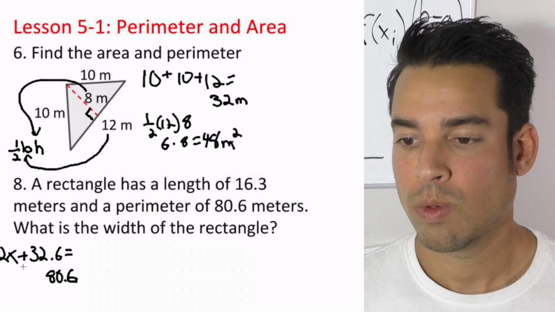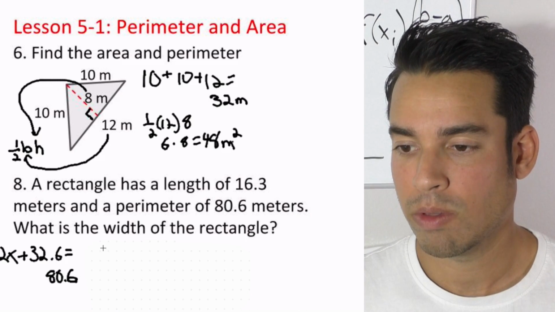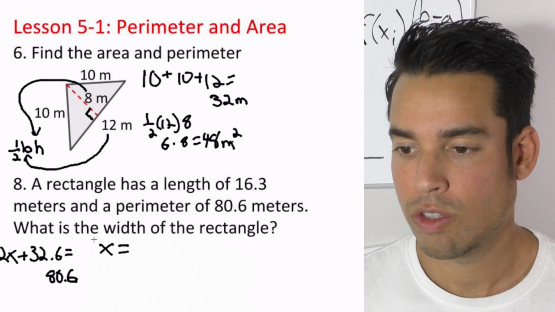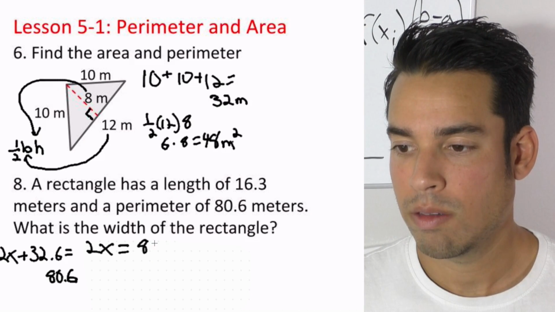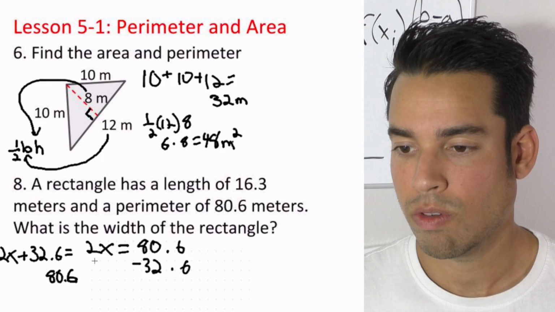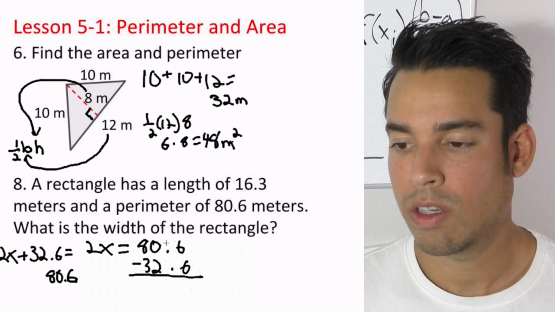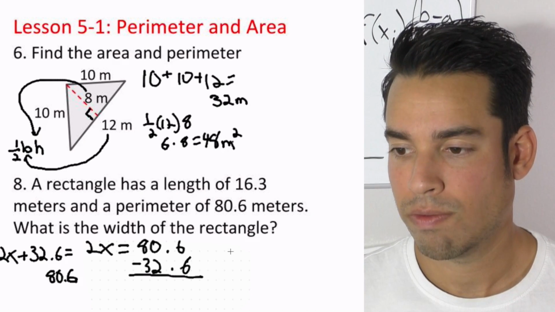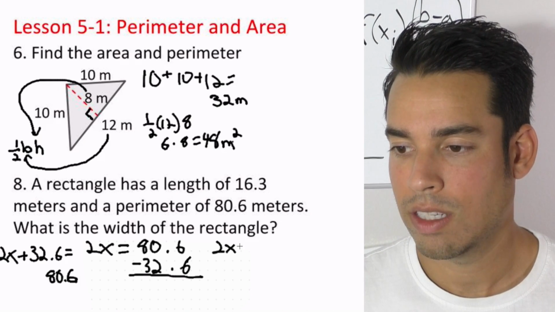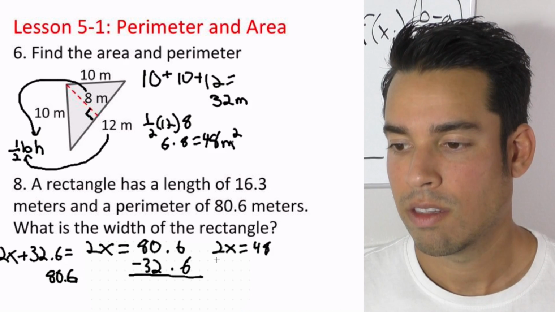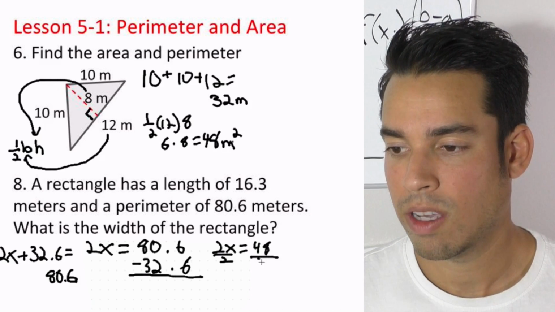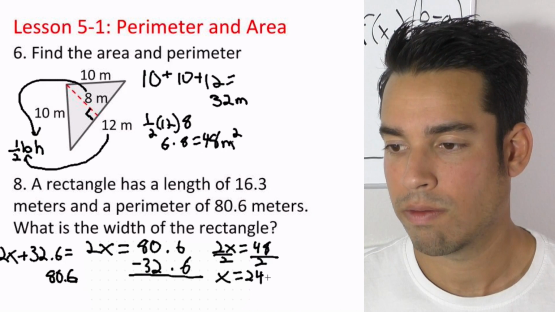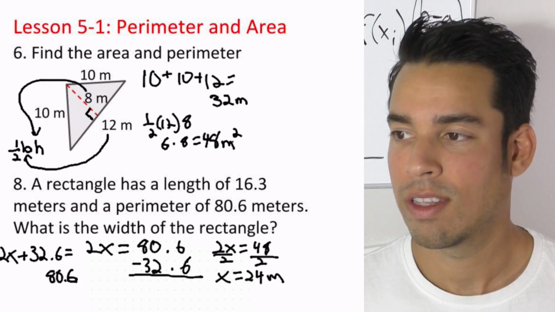We'll isolate. So we're going to subtract 32.6 from both sides. This is like 2x equals 80.6 minus 32.6. We already subtracted it there. Now if you want to do that subtraction step by step, you can. I can tell you that it is 48. So 2x equals 48. Divide both sides by 2. Nice variable isolation. x equals what? x equals 24 meters. And that's how you do that guy.